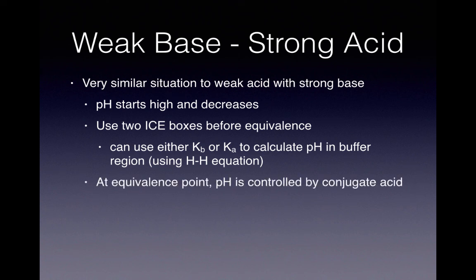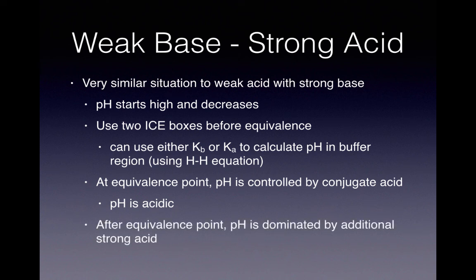Now at the equivalence point, the pH is going to be controlled by the concentration of conjugate acid, because at equivalence point you'll have no more weak base left, you'll have no more strong acid left, and the only thing that you'll have present in solution is that conjugate acid, and so you'll need to calculate its concentration, take a look at its Ka, find that concentration of hydronium ion, and find the pH. At the equivalence point, because all you have left is that conjugate weak acid, the pH for that solution will in fact be acidic.